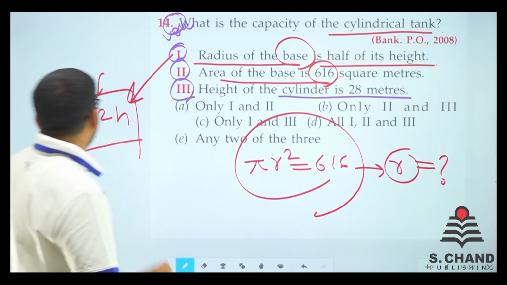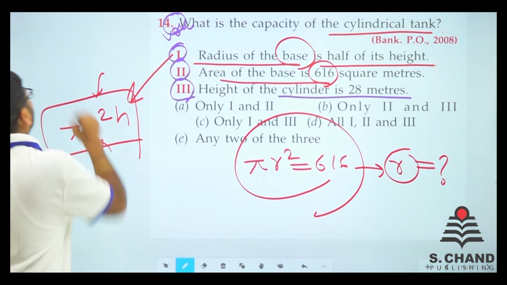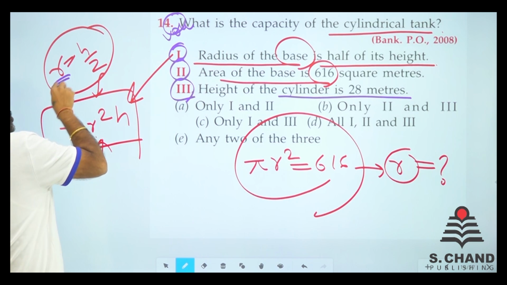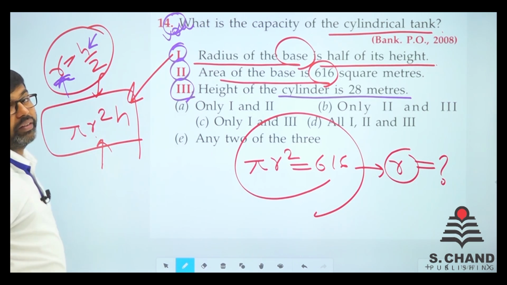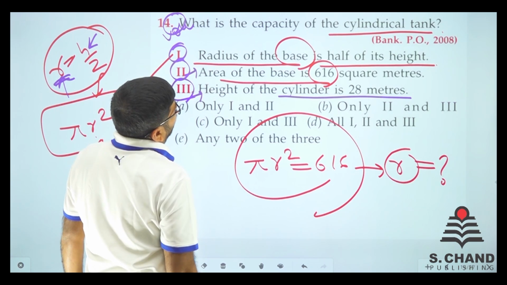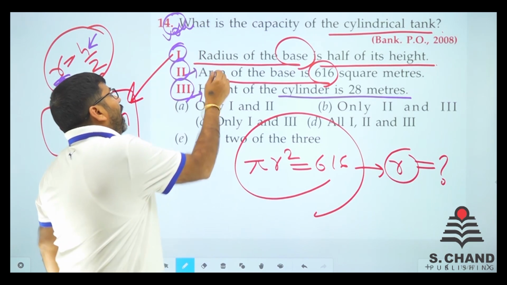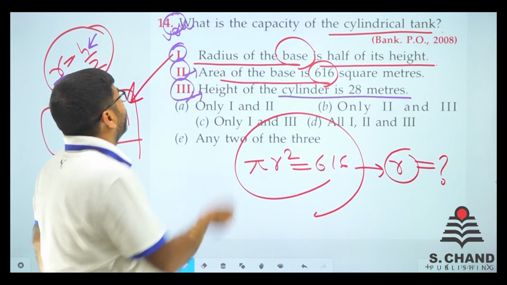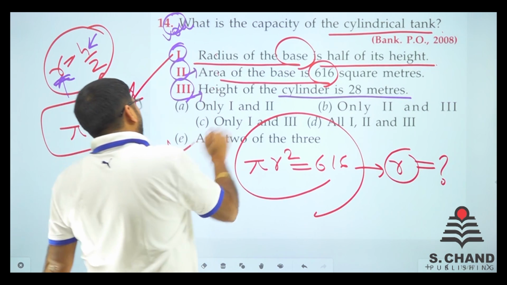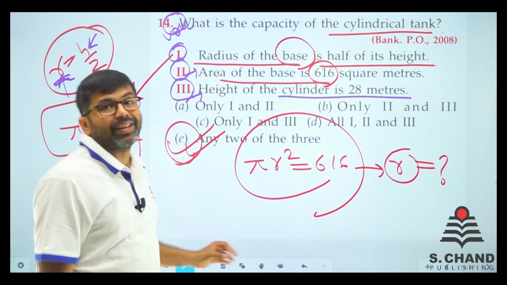See, we had pi r square h here, and it was given that the radius of the base is h by 2, in the first part. So either we should get r or h, then it is okay. From the second we get r, from the third we get h. So any two of the three, r and h, can be brought together to get the answer. So question number 14, the answer is E for elephant.